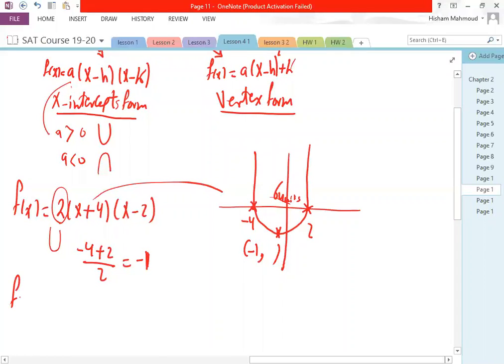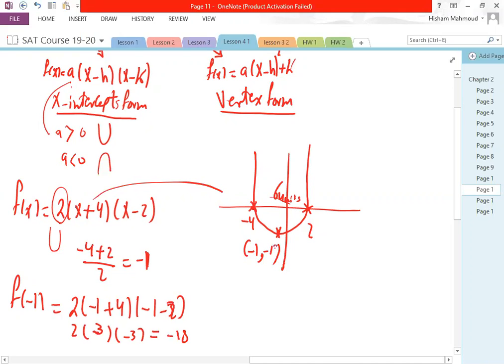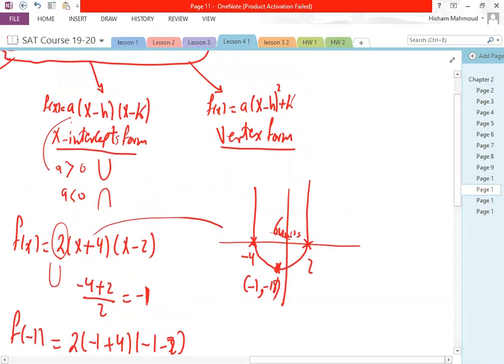Fine. Then you go to find f of negative 1. So it's 2 times (negative 1 plus 4) times (negative 1 minus 2), which is 2 times 3 times negative 3, which is negative 18. So this point is negative 1 and negative 18. So now I know the vertex by finding the x-intercepts of the function.